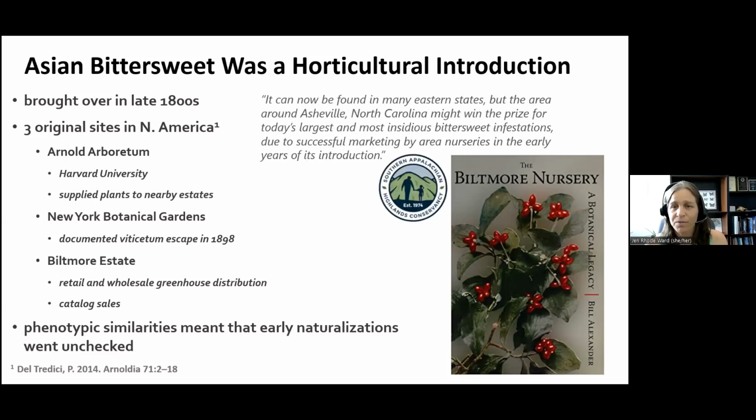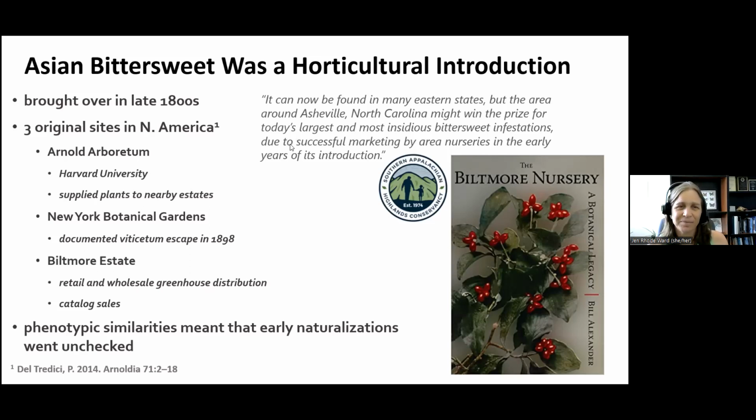And here's a quote from the Southern Appalachian Highlands Conservancy. Asian bittersweet can now be found in many eastern states, but the area around Asheville, North Carolina might win the prize for today's largest and most insidious bittersweet infestations due to successful marketing by area nurseries in the early years of its introduction. So the first part of this is uncontested. We have a much higher density of Asian bittersweet than other areas of North America. The second part, maybe this was from marketing. Maybe we're just a good place to grow.